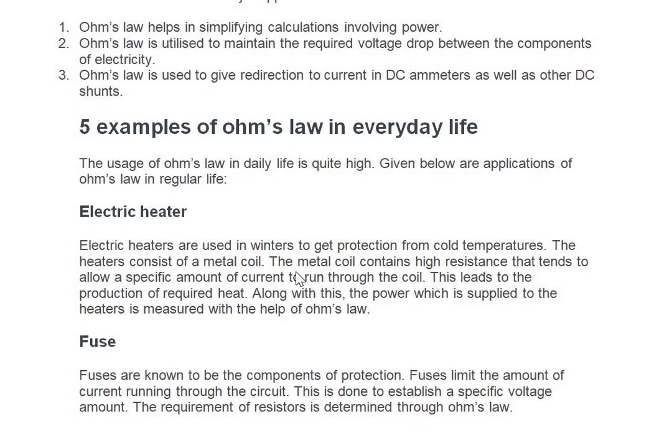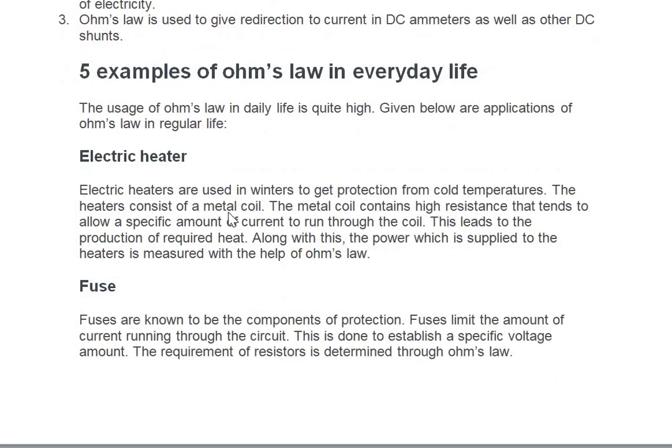The following are the examples. First, the electric heater. Electric heaters are used in winters to get protection from cold temperatures. The heater consists of a metal coil. The metal coil has high resistance that allows a specific amount of current to run through the coil. This leads to the production of the required heat. Along with this heat, the power which is supplied to the heaters is measured with the help of Ohm's law.